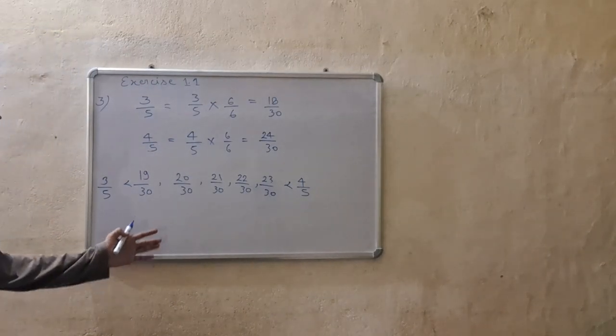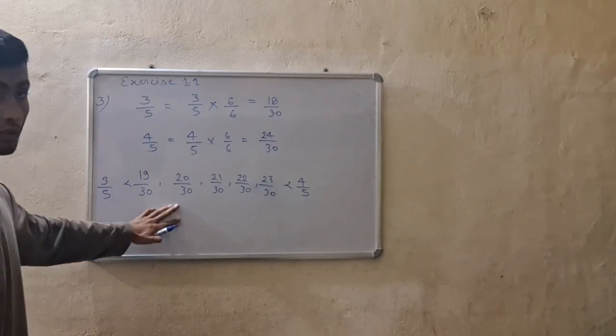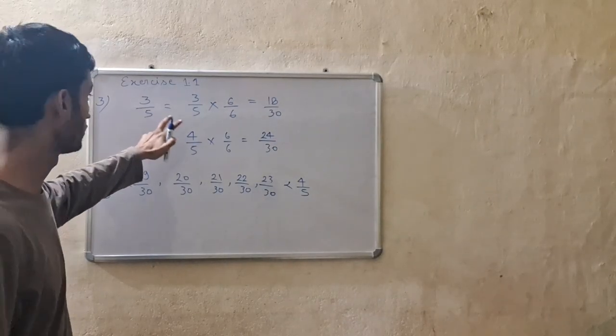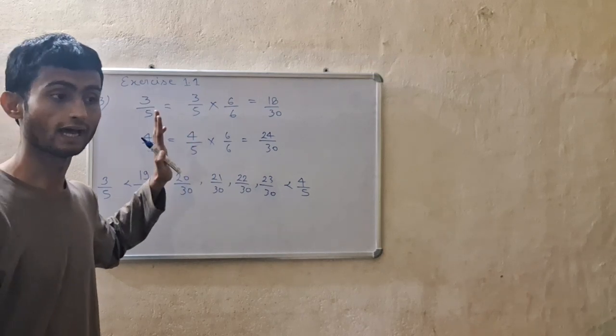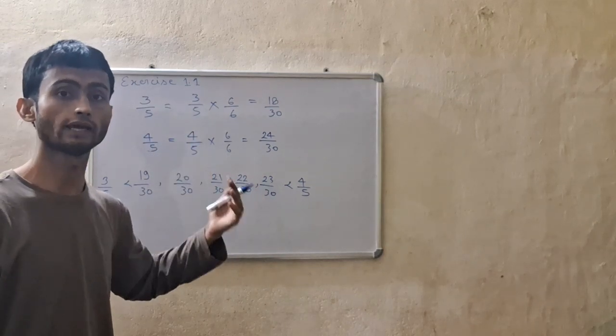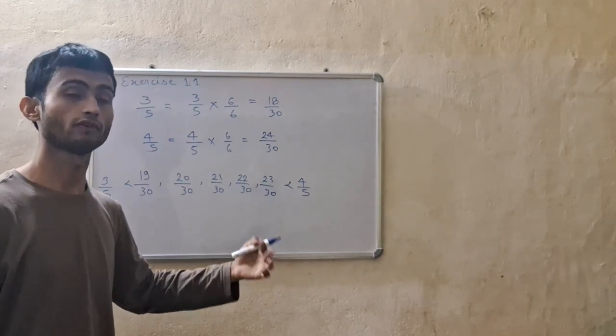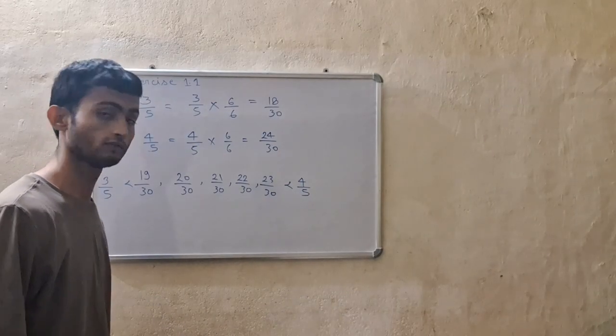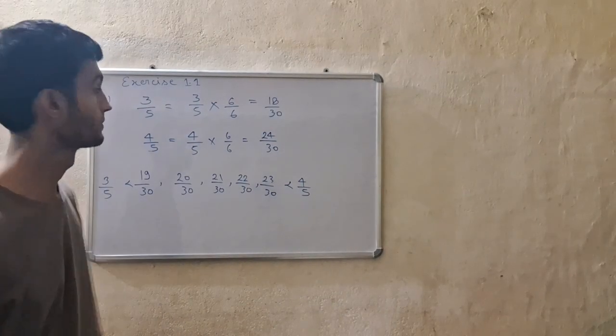So what you have to take from these two questions is that you just manipulate the denominator of the given rationals, and in that way you can get any number of rationals as you want between two given rationals.